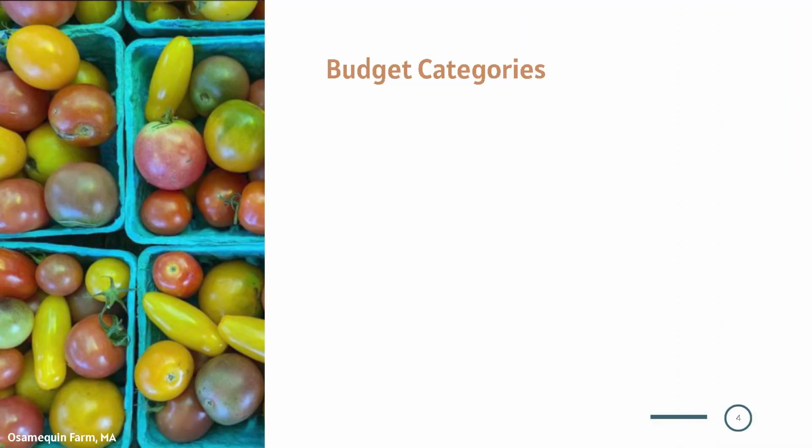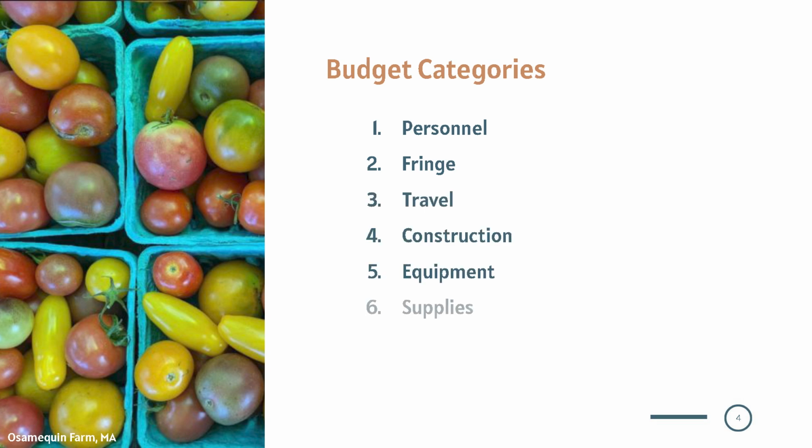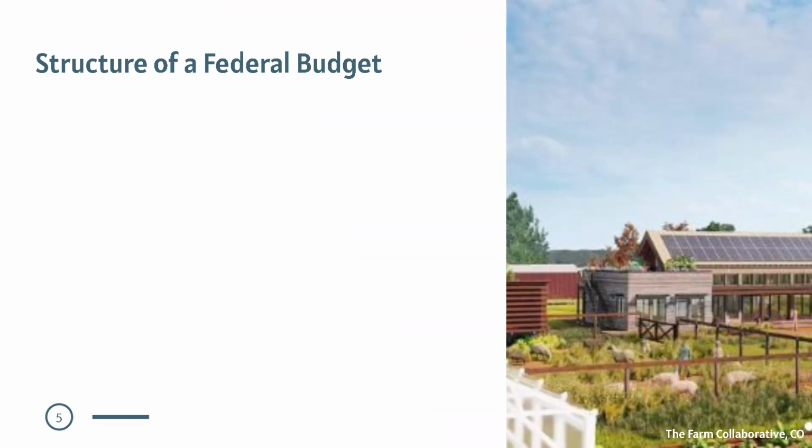As you move through the development process, you will need to consider 8 budget categories: personnel, fringe, travel, construction, equipment, supplies, contractual expenses, and other expenses. Depending on the grant, funding that goes to subawardees, who are your core partners executing key components of the project, might be included as contractual or other expenses. So let's jump in and learn what these terms mean.